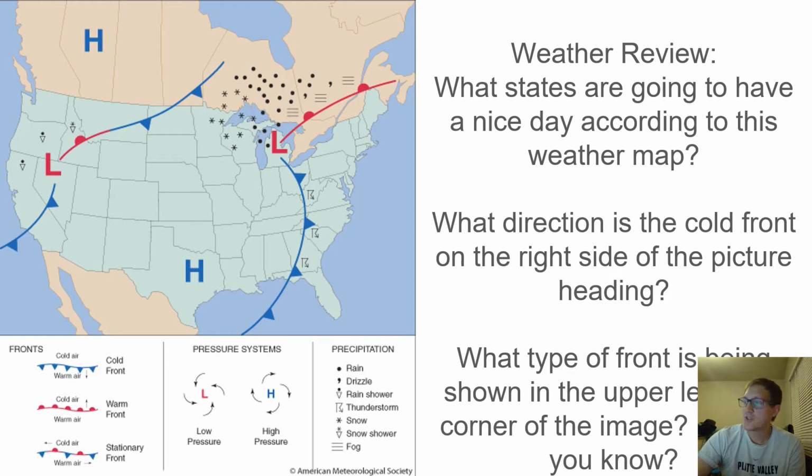What type of front is being shown in the upper left-hand corner of the image? How do you know? If you look, that is going to be a warm front, just based on how it is shaped. It's red with a little half circle. Hopefully you guys saw that document that I posted last time. Remember, it's all dependent on how the fronts are drawn, and that can tell you a lot about the weather in that area.